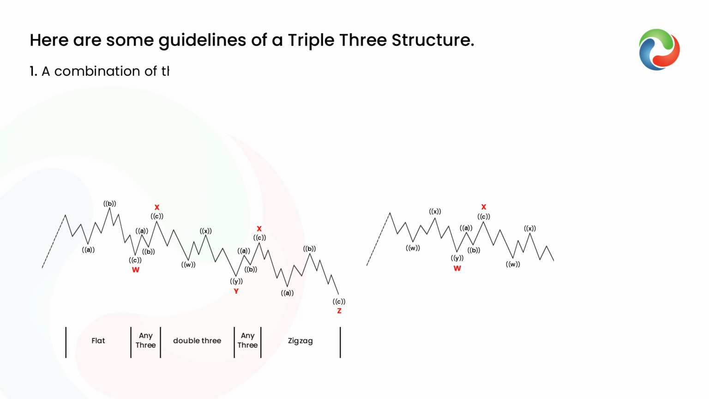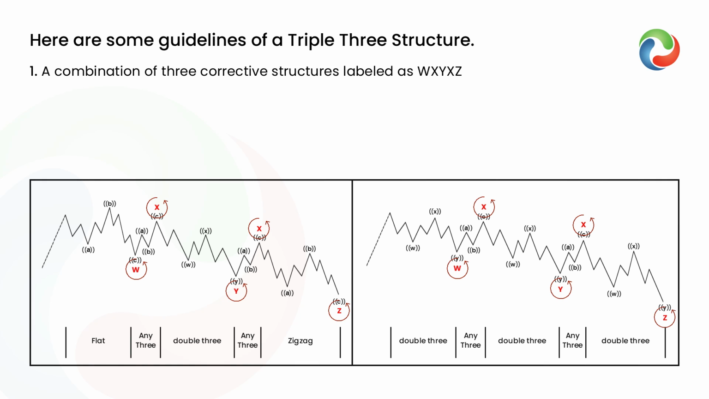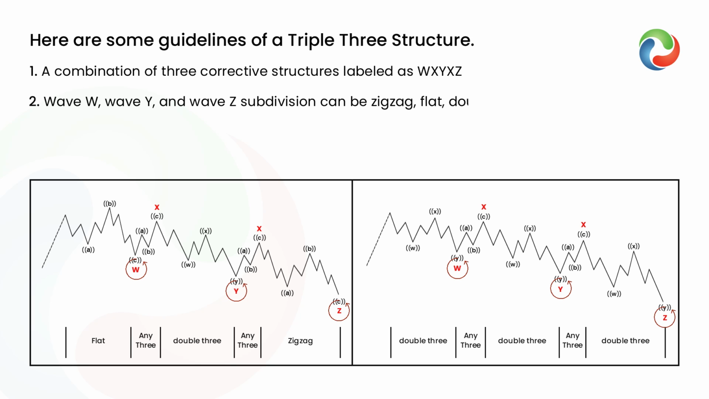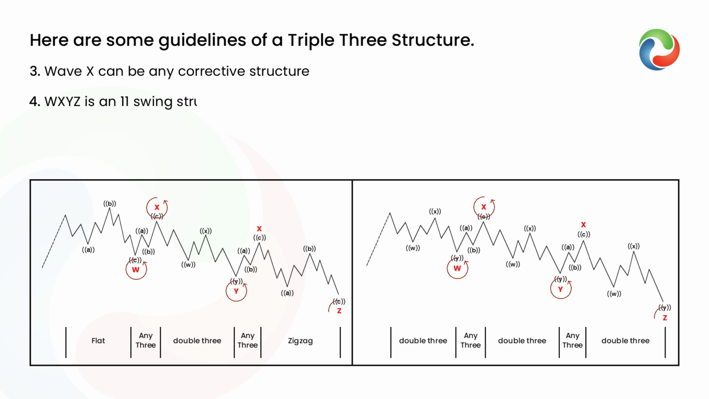1. A combination of three corrective structures labeled as WXYXZ. 2. Wave W, wave Y, and wave Z subdivision can be zigzag, flat, double three of smaller degree, or triple three of smaller degree. 3. Wave X can be any corrective structure. 4. WXYXZ is an 11 swing structure.